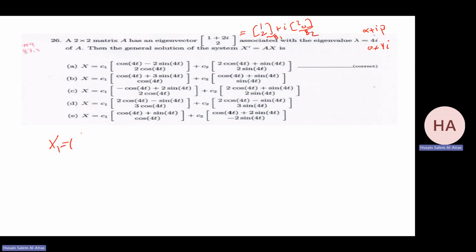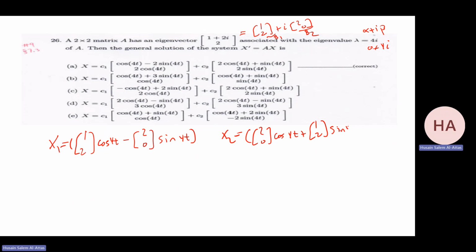What will x1 be? That will be b1. Beta is 4 and alpha is 0. Cosine 4t minus, what will be the other one? 2 sine 4t. x2 will be the other way: 2 cosine 4t plus sine 4t.